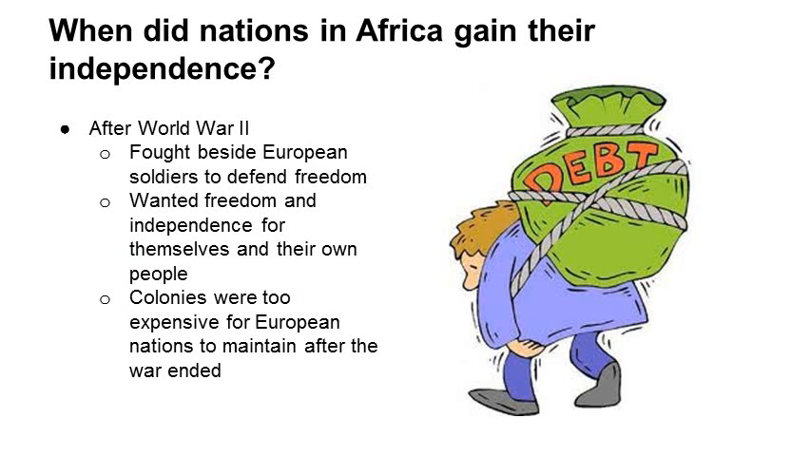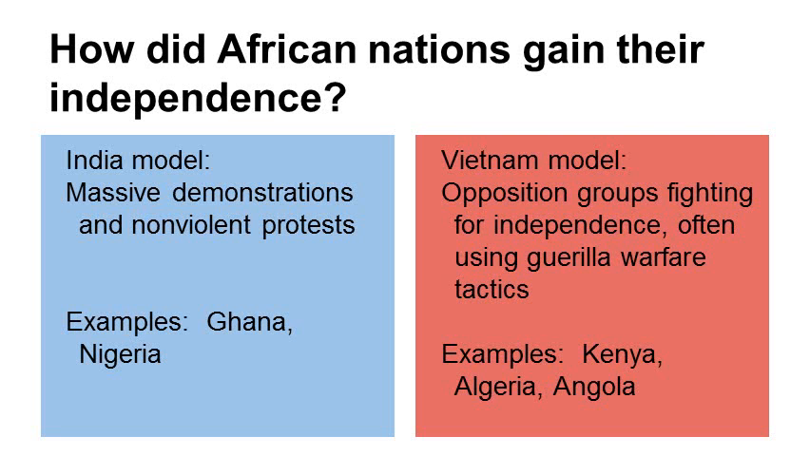When did the nations in Africa gain their independence? The independence movement in Africa really begins after World War II. Soldiers from these African countries fought beside European soldiers in World War II to defend their freedom. And what they wanted was freedom and independence for themselves and their own people back home. And after the war, European nations realized that these colonies were too expensive for them to continue to maintain, so they began to grant freedom to the African nations.